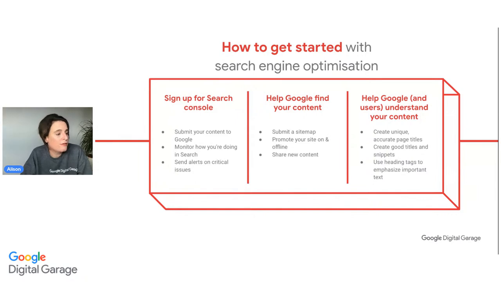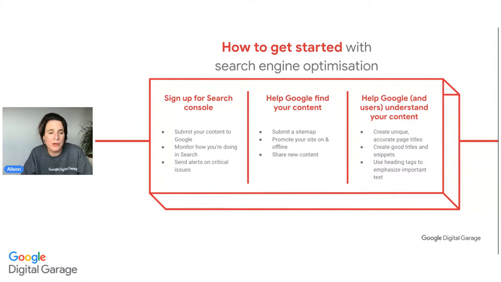And to help Google find your content, make sure you submit a sitemap, because this helps the Google bots to understand the structure of your website when it comes to being indexed. If your website's not in Google's index, it's not going to show up on Google search. So consider adding a sitemap. You can do this through Search Console. And then this helps Google to understand how your site links together.